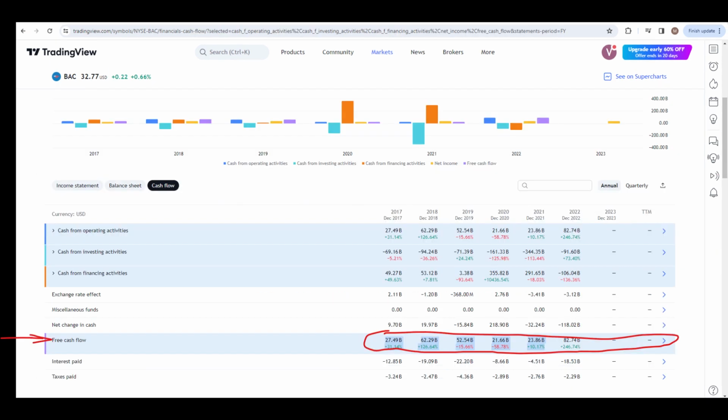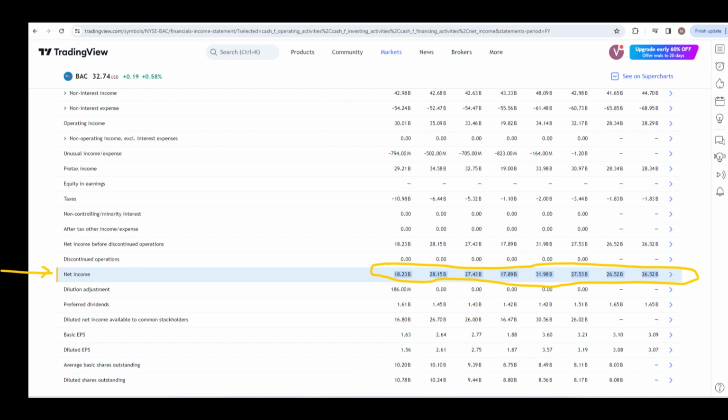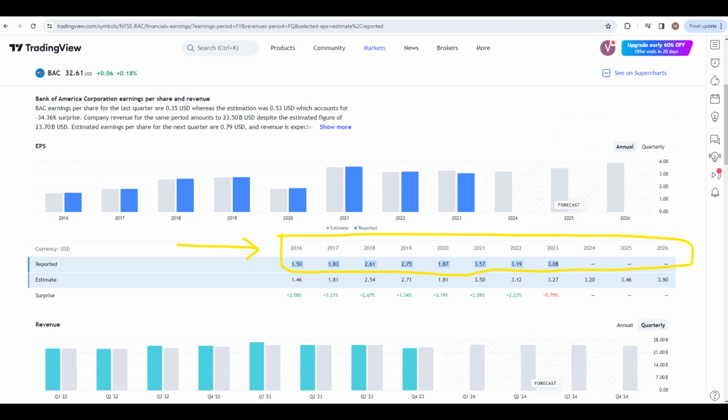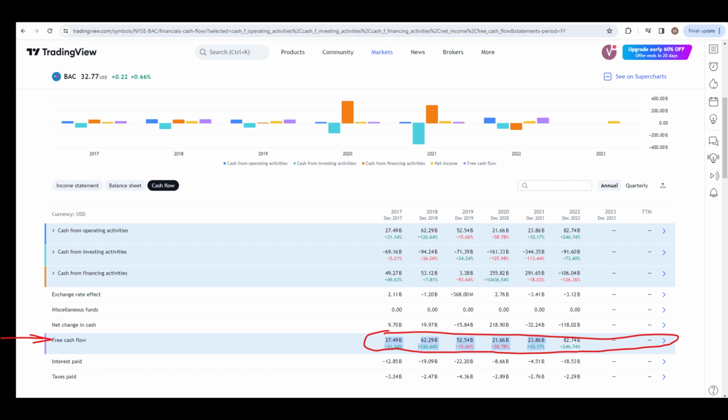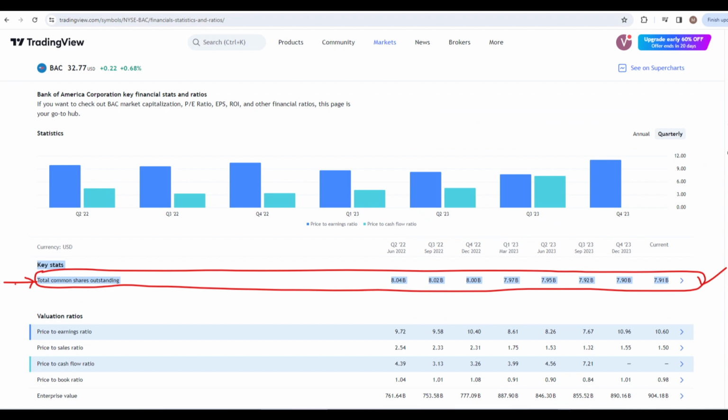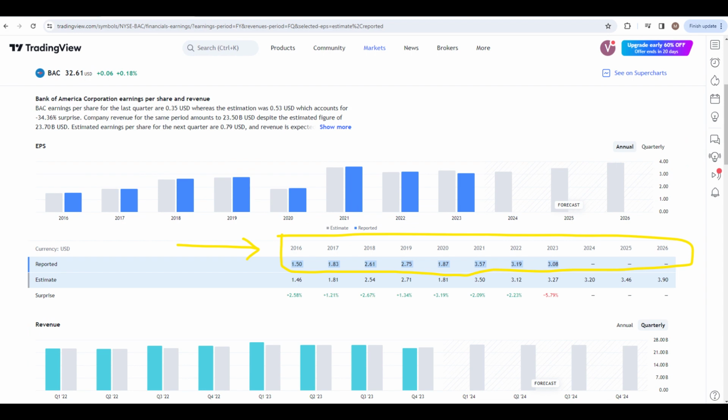Now, keep in mind, some people like to use free cash flow or net income, and some people like to use earnings per share, which is what we are going to use in this example to calculate the intrinsic value of Bank of America stock. If you want to value the company in its entirety, then we can use the net income or the free cash flow, and then at the end you could divide that number by the shares outstanding to get a per share value. But for now we are going to use the earnings per share.